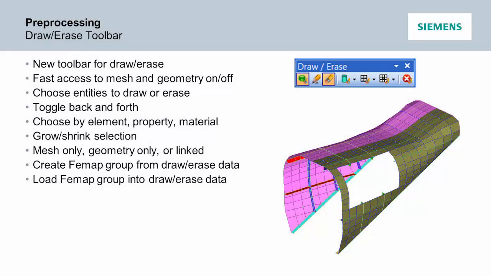Other capabilities allow you to link the geometry and mesh, so if you turn off geometry, all the associated mesh will turn off at the same time. You can also save what you're viewing into a group for use later on, and you can load an existing group into the Draw Erase tool.